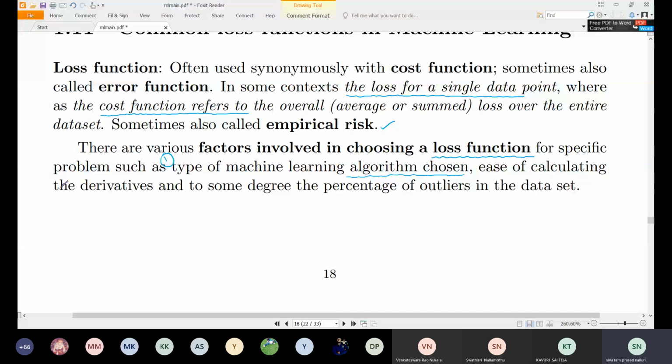Okay. And the second factor is whether the expression can be differentiated or not. You know, we use differentiation to calculate the slope. So we need to calculate the slope. I will explain why you need to calculate the slope of the error function. So the second factor is whether the function that we have chosen is differentiable or not. In other words, does a derivative exist for that function or not?